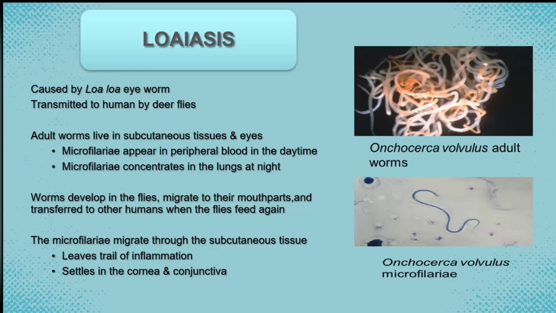Microfilariae appear in peripheral blood in the daytime. Microfilariae concentrate in the lungs at night. Worms develop in the flies, migrate to their mouthparts, and transfer to other humans when the flies feed again. The microfilariae migrate through the subcutaneous tissue, leave a trail of inflammation, and settle in the cornea and conjunctiva.